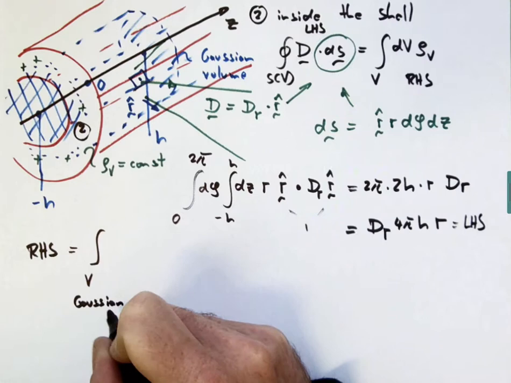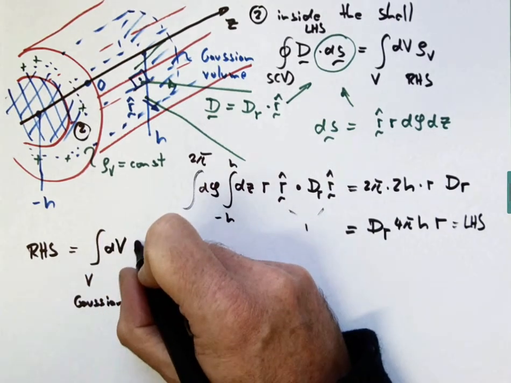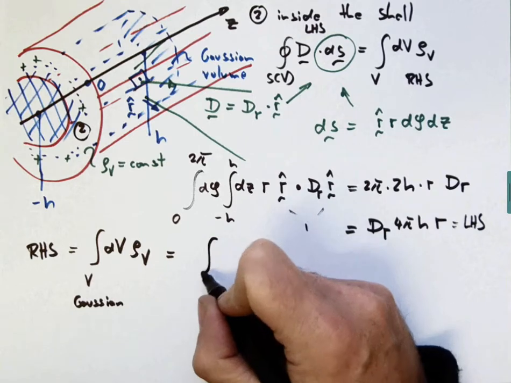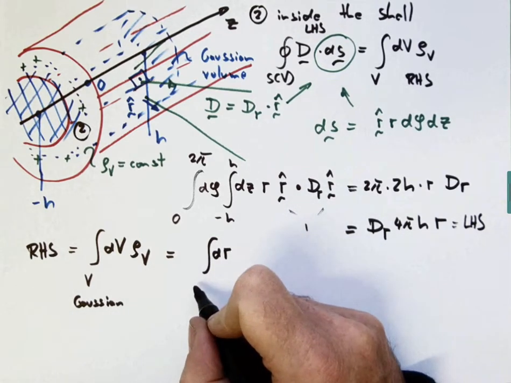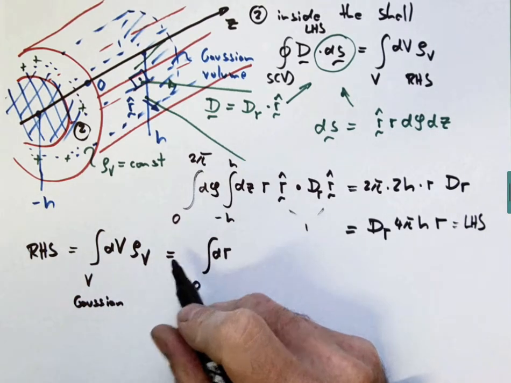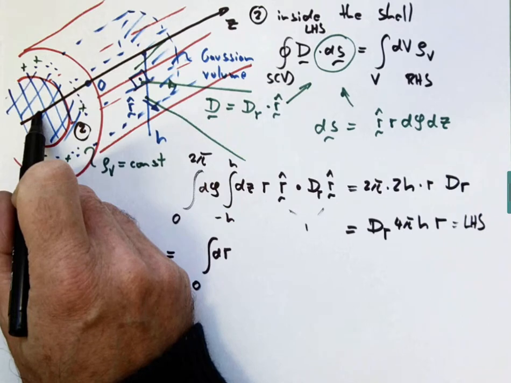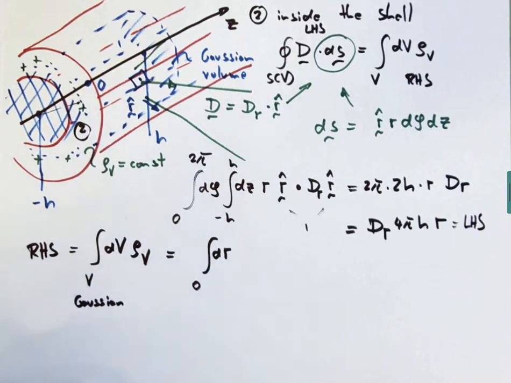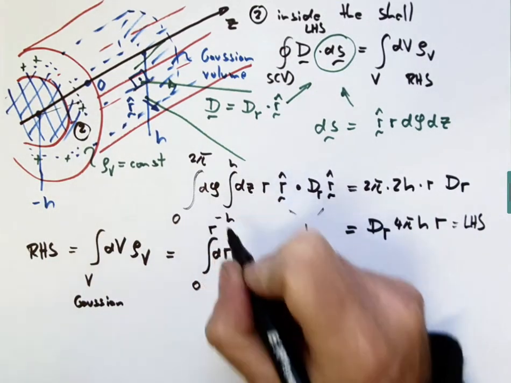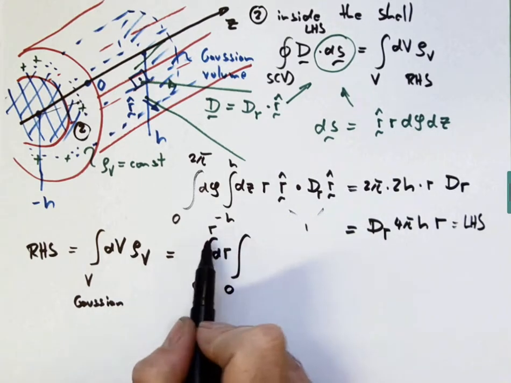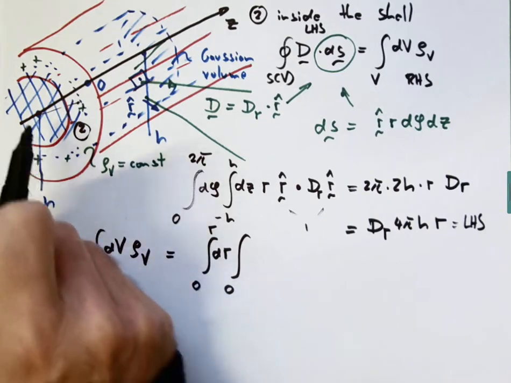So the right hand side is working out the volume integration over the Gaussian volume dv over the charge density. Now again, because of the symmetry, we do this in cylindrical coordinates. So we have a radial integration which goes all the way from 0, which is this point, to the extent of our virtual Gaussian surface, which has a radius of r. Then we have, and that is a common source of mistake, because that r is not constant.